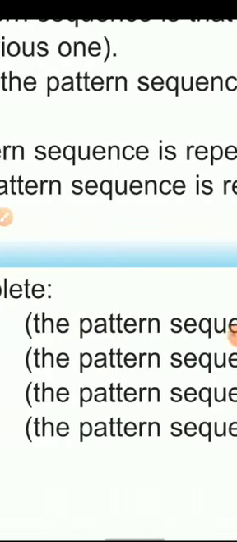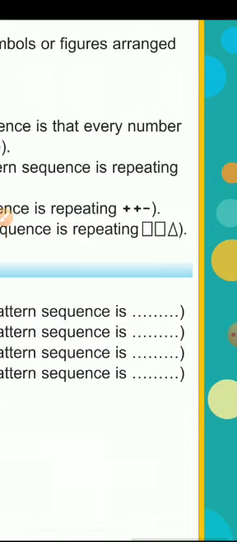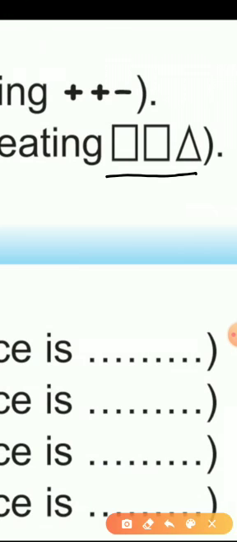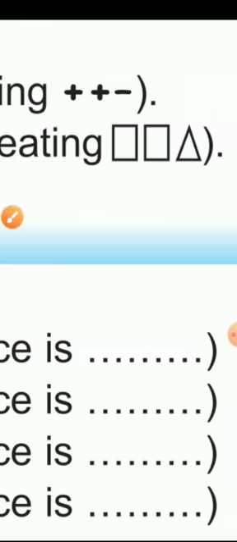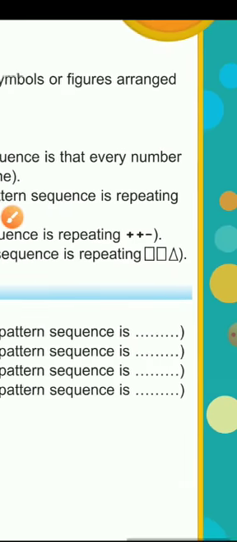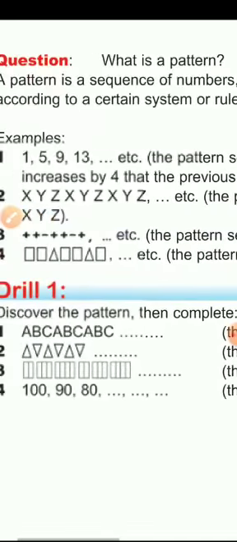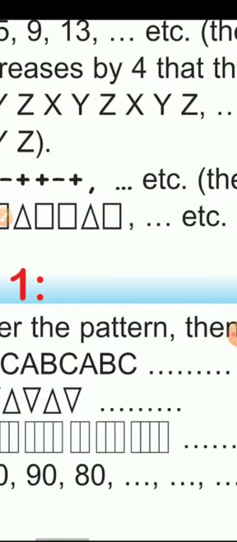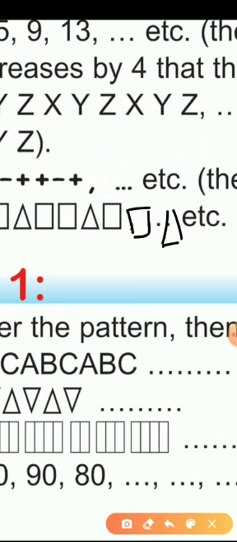Okay, so here the pattern sequence is repeating the first three shapes. The first three shapes are square, square, triangle, square, square, triangle. So to get the missing shapes, you have to write here square, write here square and triangle. Okay.